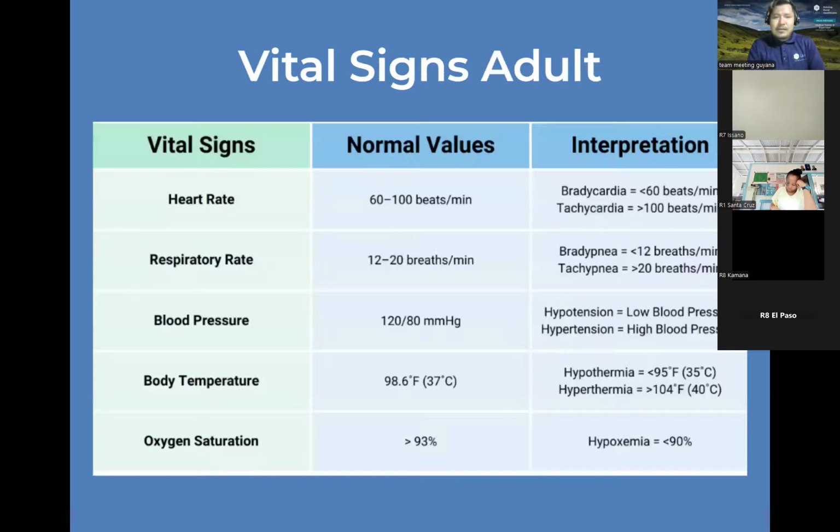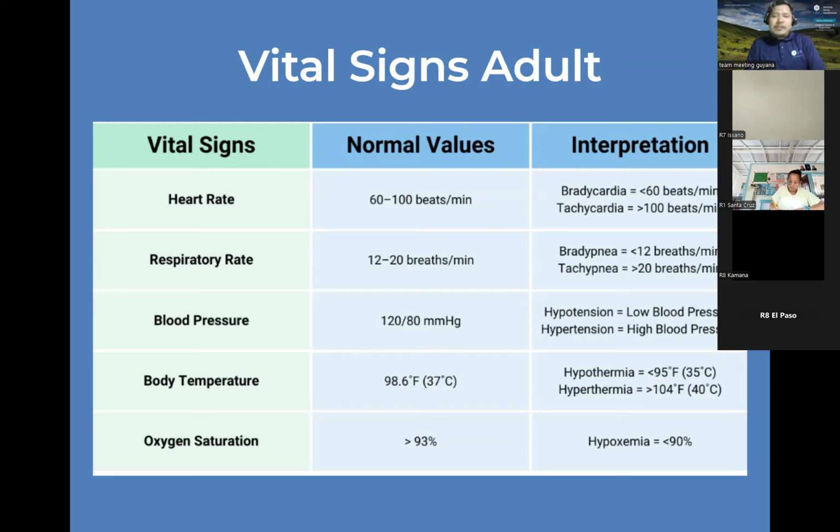And then you want to know what the normal values are for your patient's vital signs. So for adults, the normal heart rate should be between 60 to 100 beats per minute. Anything under 60 beats per minute, we term it bradycardia. Anything above 100 beats per minute is known as tachycardia. Our respiration rate for adults should be between 12 to 20 breaths per minute. Anything below 12 breaths per minute, we call it bradypnea, and anything above 20, we consider tachypnea.